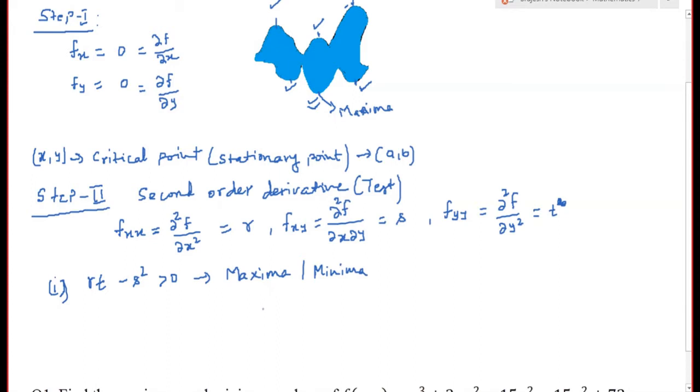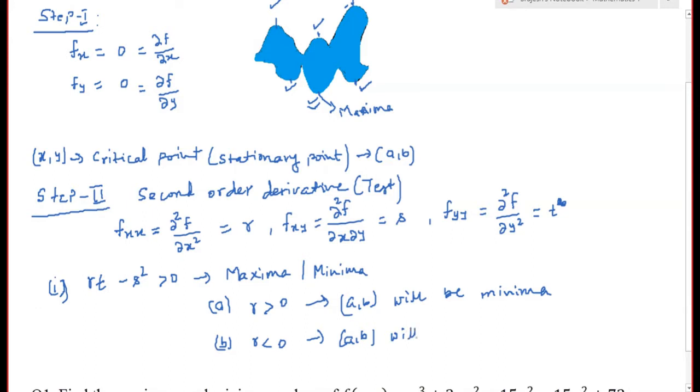So what are the conditions to get the maxima or minima? The first is, if r is greater than 0, then the point (a, b), the value of x and y you got, will be a minima. And the second case, if r is less than 0, that is negative, then the point (a, b) will be a maxima.